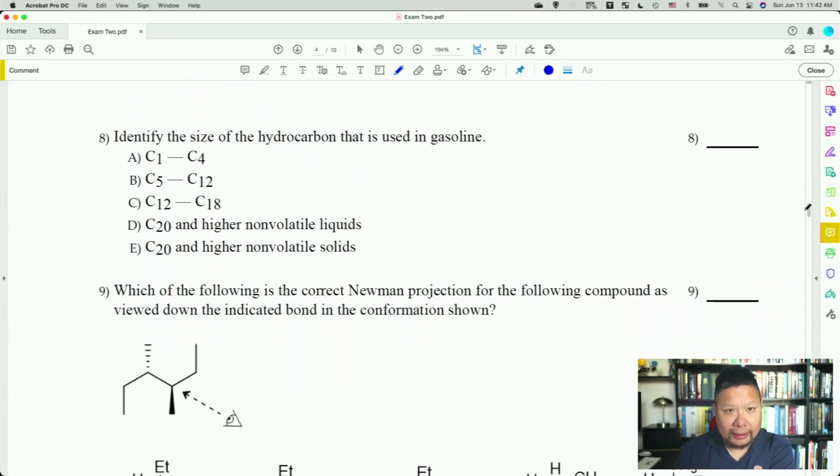Next, identify the size of a hydrocarbon that is used in gasoline. This is just something I kept on telling you over and over again in lecture, which is gasoline is isooctane, right? Octane is how many carbons? It's 8. So that's B, 5 to 12.